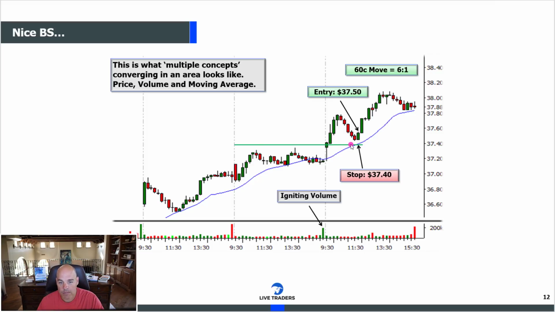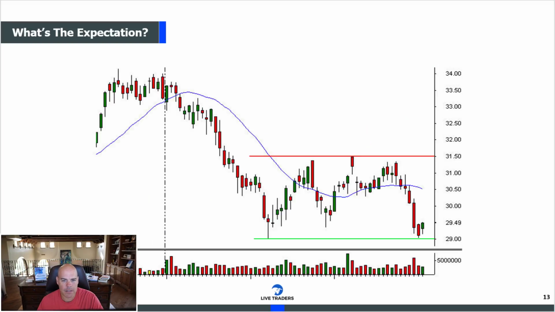Okay. Now, we're going to switch gears here. This is ideal, and we fully expect a higher high to be put in. We expect it because we're in an uptrend on a 50% retracement. But what about this? What's our expectation now?